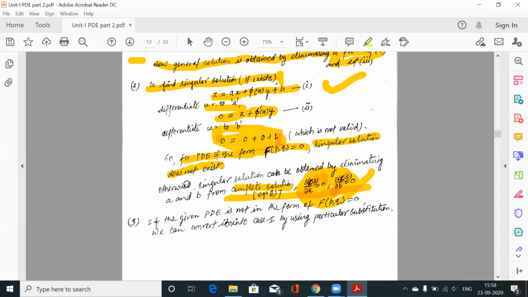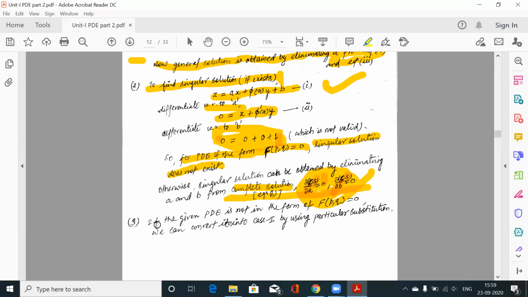In any case, when you have to find the singular solution, you just write the complete solution, differentiate it with respect to a and with respect to b, and out of these equations you have to eliminate a and b, finding one equation which is free from a and b. That is our singular solution. It may exist or it may not exist. The elimination must be possible.